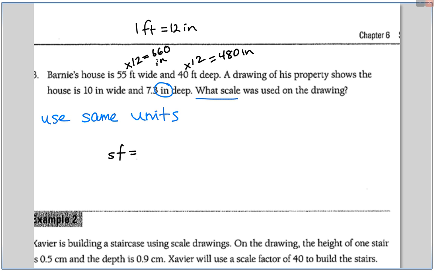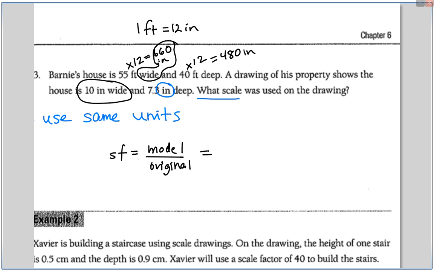Scale factor is model divided by original. So 10 inches wide goes with 660 inches wide. So put the model on top. 10 inches divided by 660 inch. Inch cancels. 10 divided by 660 is 0.015. And the 1.5 repeats. So put a little repeater there.